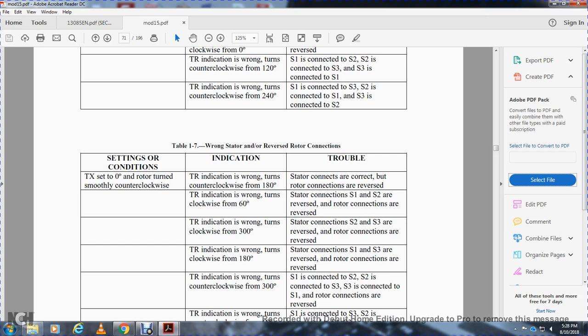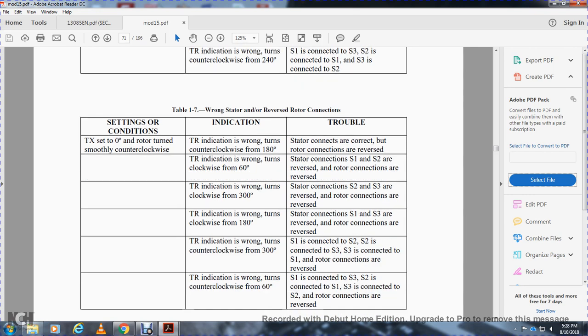Stator connections, stator 1, stator 2 and stator 3, are reversed, and rotor connections are reversed. Torque receiver indicates the wrong turn, clockwise at 180 degrees. Stator 1 and stator 3 connections are reversed, and the rotor connections are reversed. Torque receiver indicates the wrong turn, counterclockwise at 300 degrees.